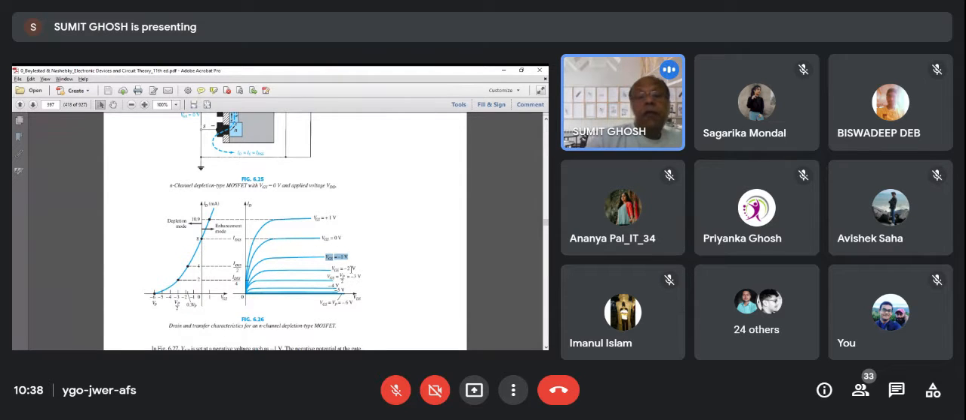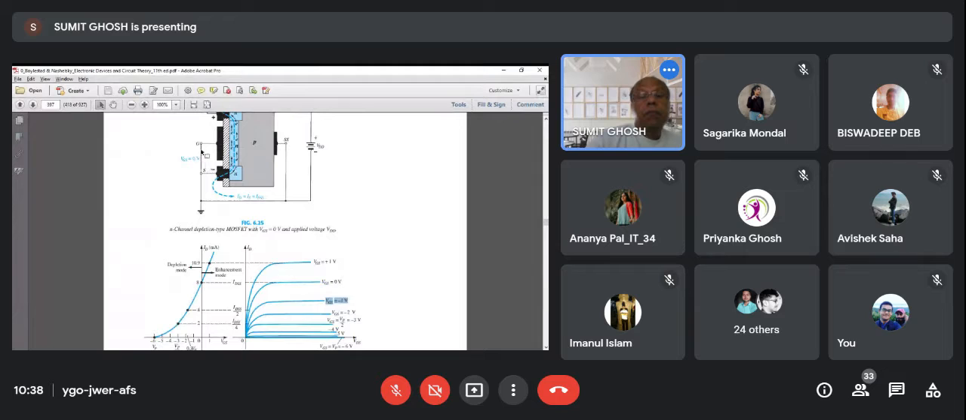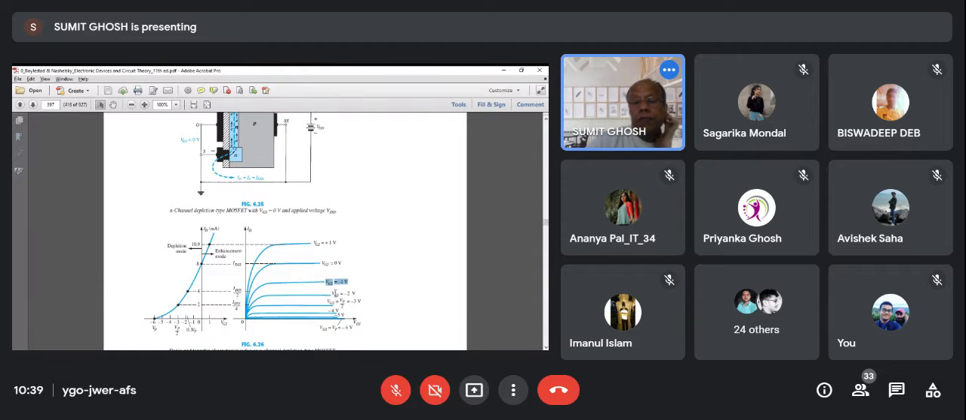Similarly, if you give minus 2 volts at the gate here, more number of electrons will be repelled, and more number of holes from the p-type substrate will come towards the interface and recombine with the electrons. So there will be still less number of electrons. So if there are still less number of electrons, the drain current will be still less. Is it not?